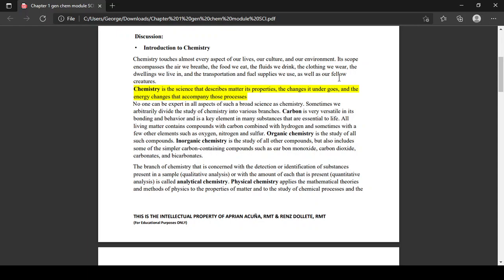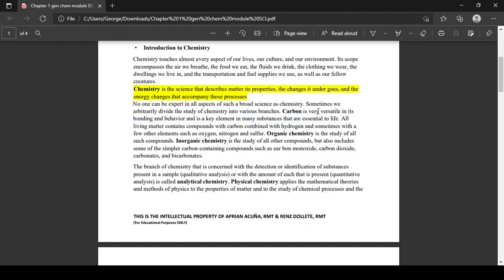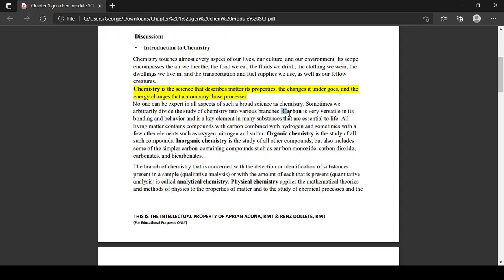Carbon is very versatile in its bonding and behavior and is a key element in many substances that are essential in life. So why are we talking about carbon in our general and organic chemistry? All living matter contains compounds with carbon combined with hydrogen and sometimes with a few other elements such as oxygen, nitrogen, and sulfur.